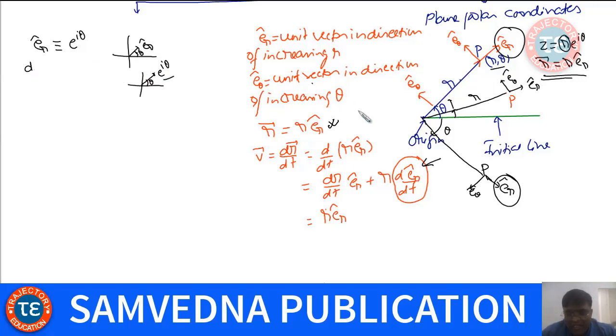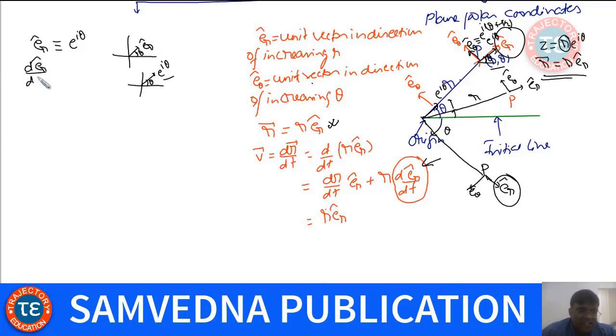And what about E theta? Say if this is your e^(i theta), then this E theta is analogous to e^(i(theta plus pi by 2)). You have read complex numbers; if you have not read them, you must read them. This is e^(i theta), then E theta would be e^(i(theta plus pi by 2)).